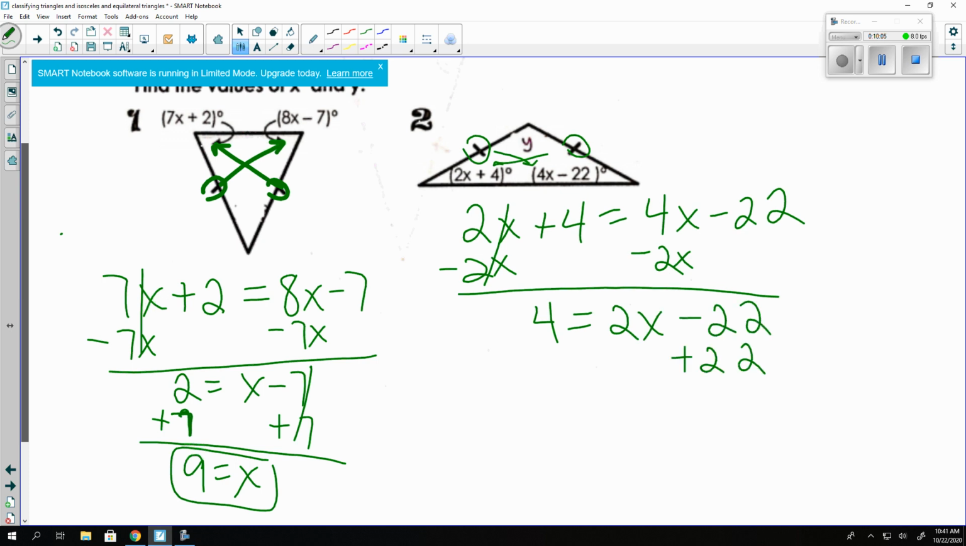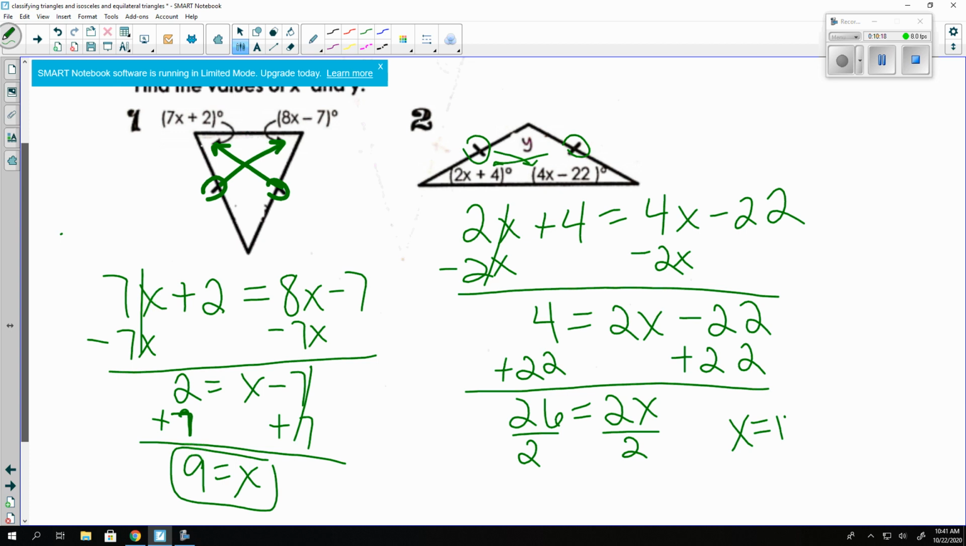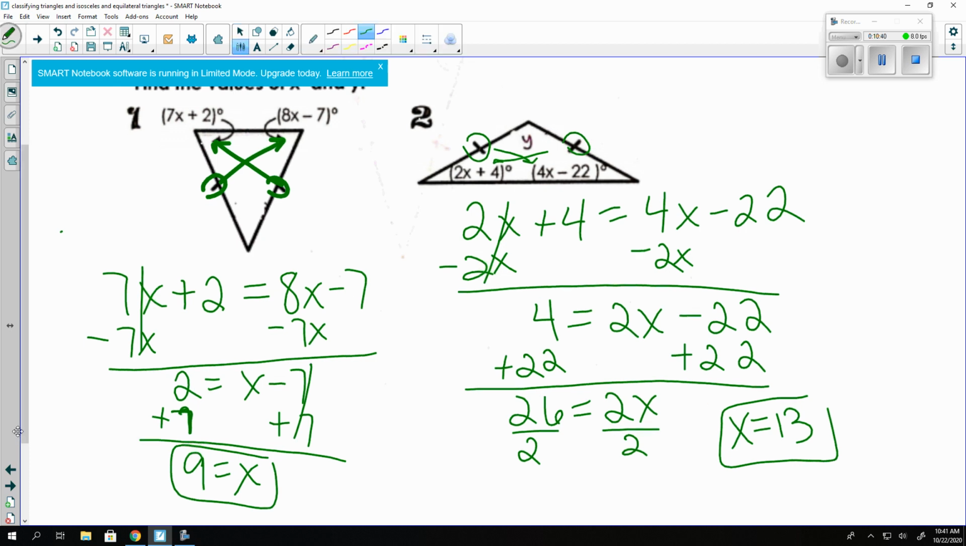Add 22 to both sides. So I get 26, and that's equal to 2x. Divide by 2. So x is 13. Okay, now I'm not quite done. In order to find y, I have to actually take my x value and plug it in to one of these two angles, because if I know one, then I know the other, because they're congruent. Okay, and then I'm going to use the fact that all three angles have to add up to 180 to find y. So I'm going to do that in a different color.